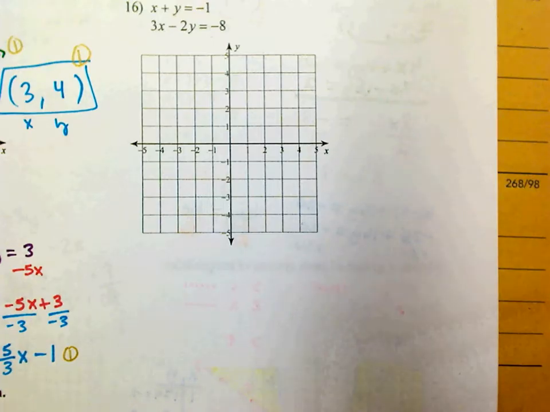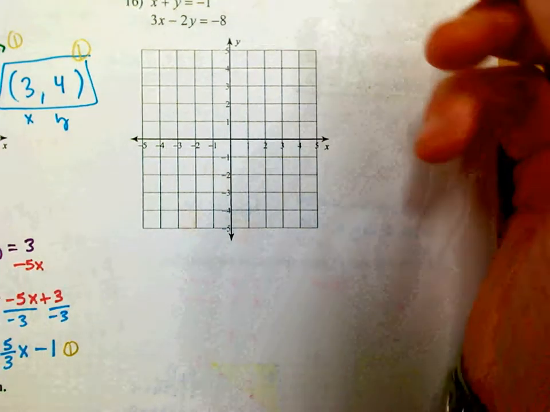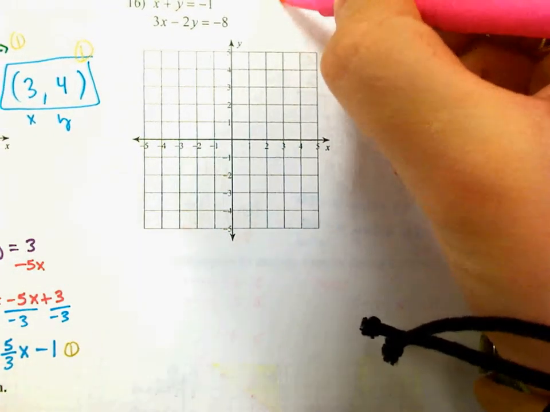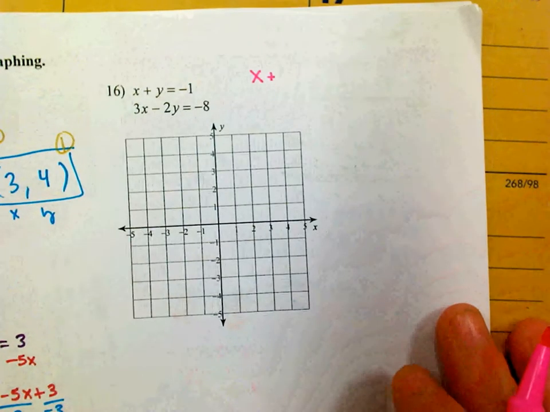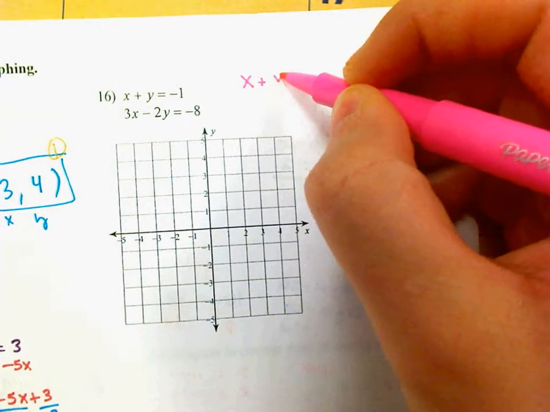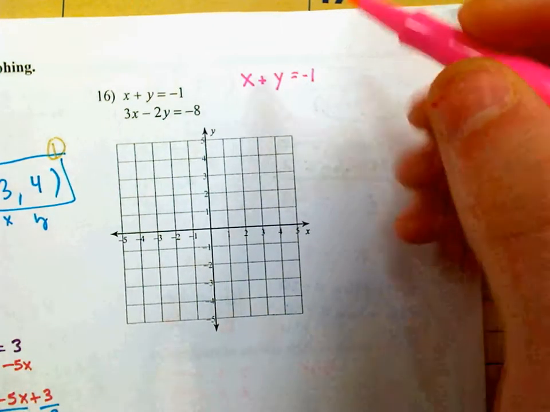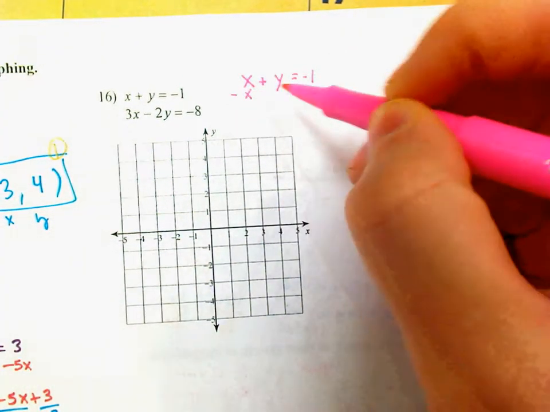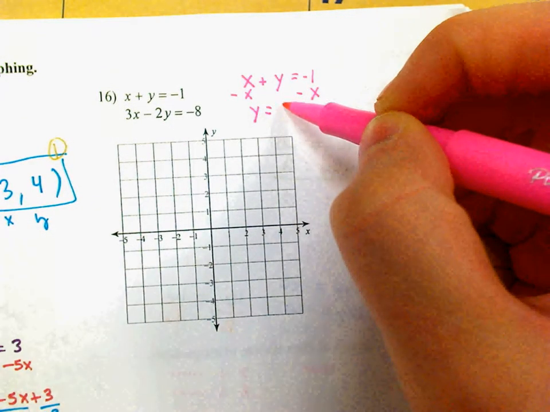Okay, so first I solved x plus y equals negative 1. Make sure to look up on the board and see where you're at. So then you subtract x on both sides, and you get y equals 1 minus x.